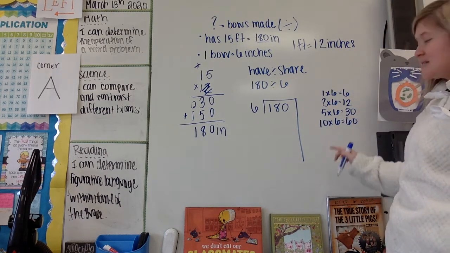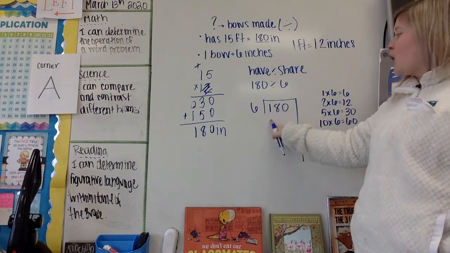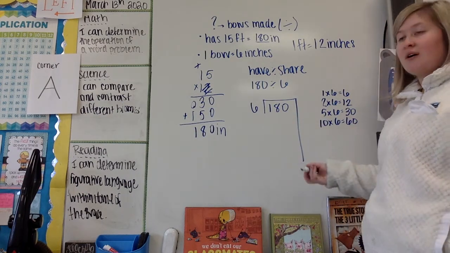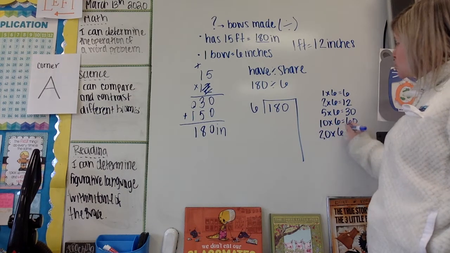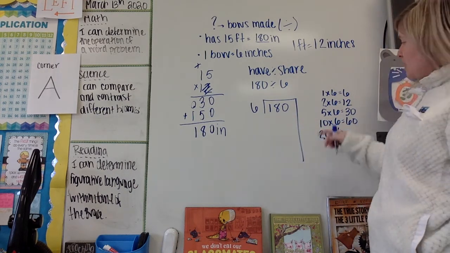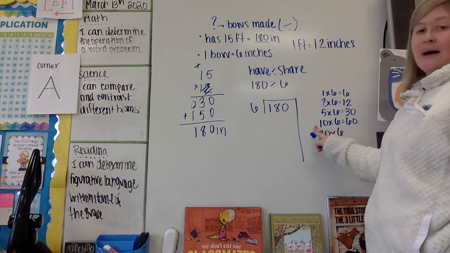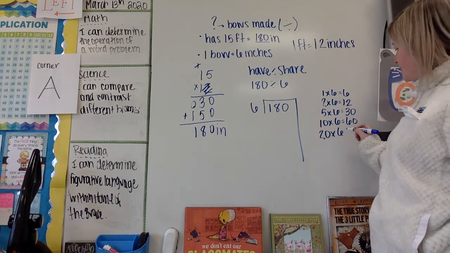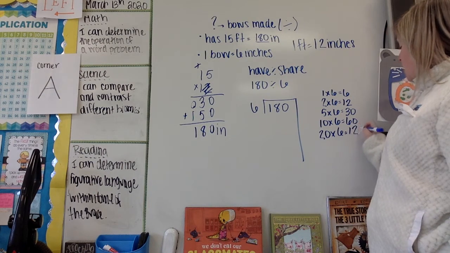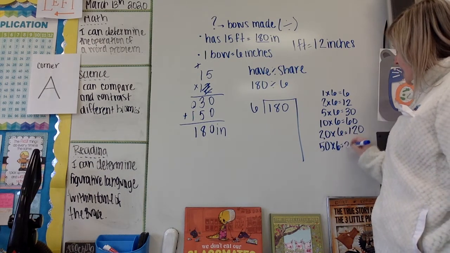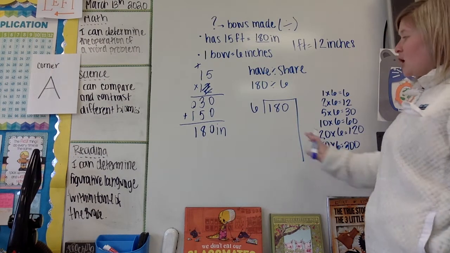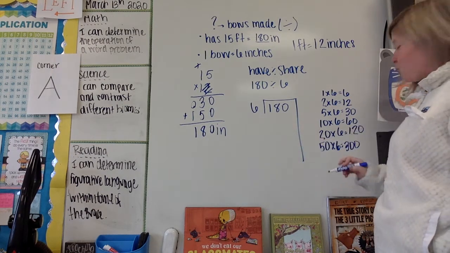So now I'm going to stop and think. 60. And I have 180. Is that close enough? I don't think so. So I'm going to keep going until I get a number closer to 180. So now I've did 1, 2, 5, and 10. Now I'm going to start repeating, and I'm doing 20 times 6 is 120. 50 times 6 is 300. Now 300 is too big because I only have 180.